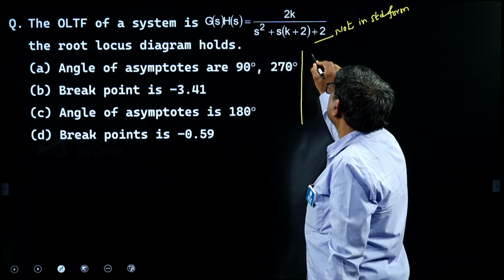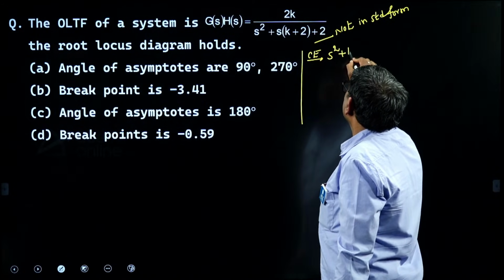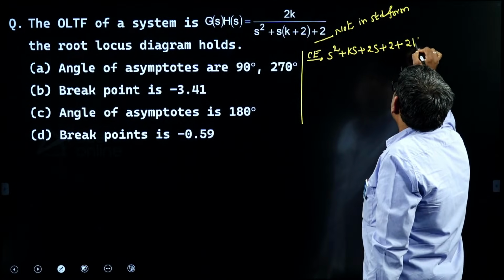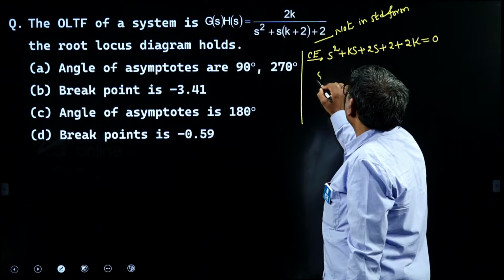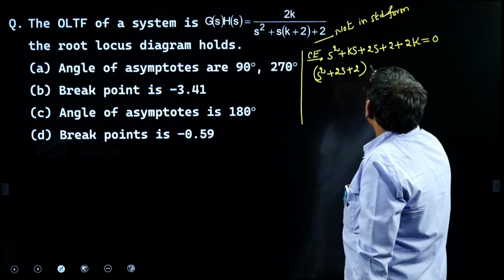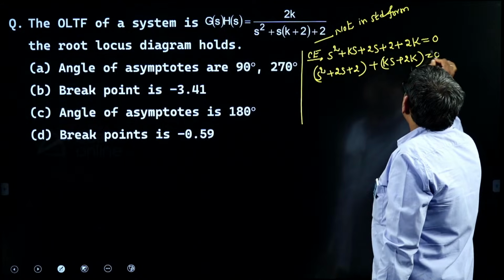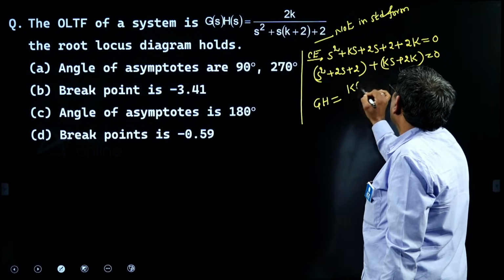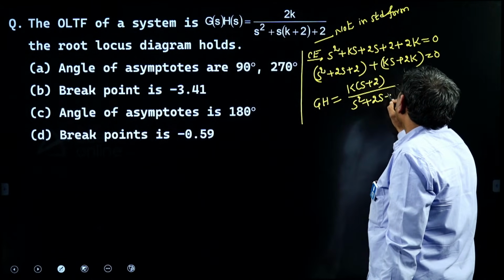First you have to write the characteristic equation. So what is the characteristic equation? S square plus Ks plus 2s plus 2 plus 2k equal to 0. Then take k terms common. So s square plus 2s plus 2 is one group, and ks plus 2k equal to 0. So what is GH? GH equal to k into s plus 2 divided by s square plus 2s plus 2.